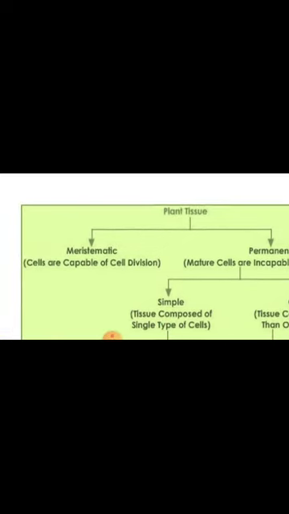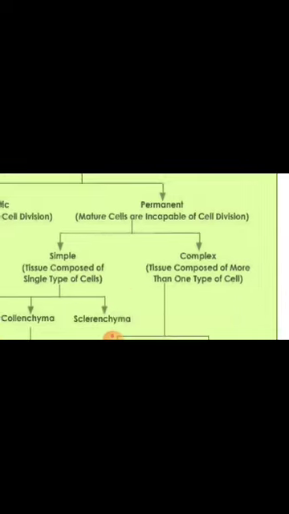Now, when we talked about meristematic tissues, we discussed what they are capable of. The cells are capable of cell division, so they are responsible for growth. When we talk about permanent tissues, the mature cells are incapable of cell division. Further, when we classify the permanent tissues, they are classified into simple permanent tissues and complex permanent tissues.